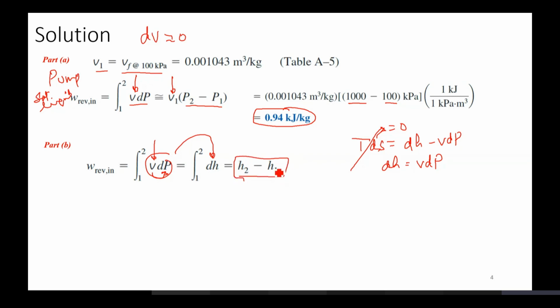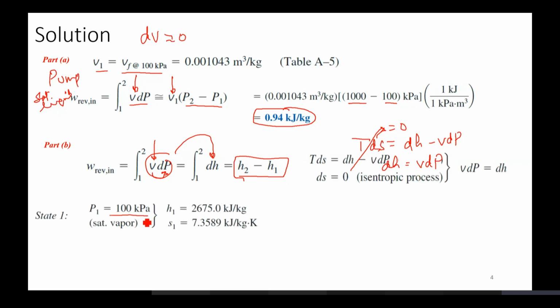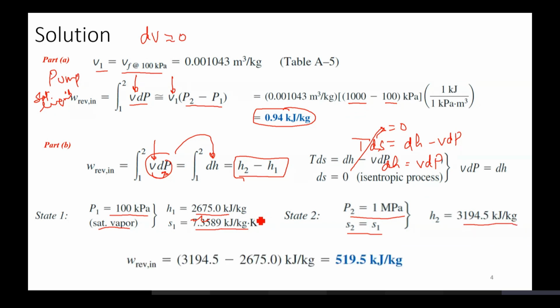Now if you consider the enthalpies at the two states, at the first state you have 100 kilopascal pressure, saturated vapor, you will directly read the value from the table. Also note down the entropy value, since the entropy at state 1 is equivalent to the entropy at state 2. So what you can do is go to the pressure of 1 megapascal and take the entropy at the first state equivalent to that at the second state, and find out the enthalpy value at the second state. You just have to take the difference of the two, and that would give you the compressor work for the steam. Is it clear?